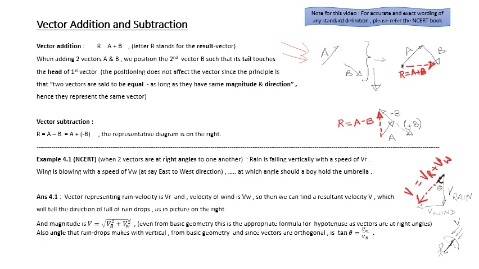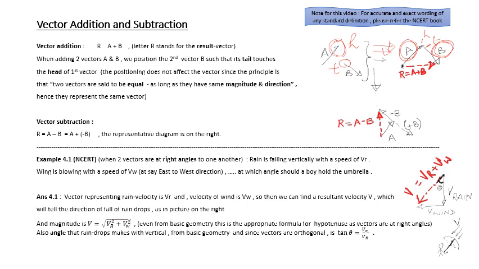Now if we have to add these two vectors, the rule is that you put the tail of the second vector touching the head of the first. So this is the head of the first, and this is the tail of the second. Going to the figure on the right, here A is this vector, again the same. B is placed such that the tail of B is touching the head of A.